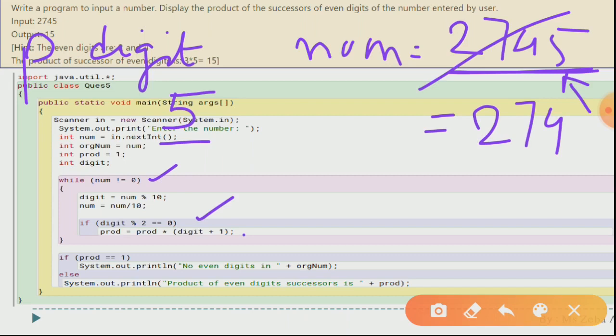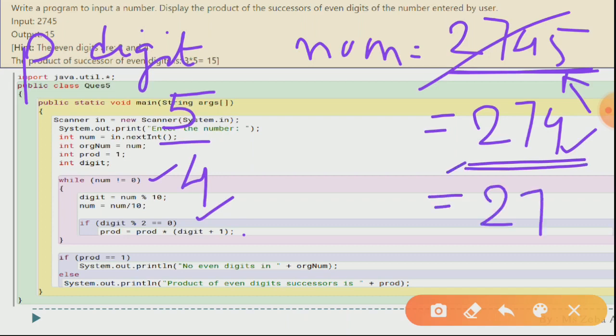Again for the next iteration, num not equal to 0, the condition is true. Again the digit is to be broken down. Num mod 10. If you modulus this whole number by 10, then you are going to get 4. And now again num equals to num divide by 10. If you divide this number by 10, then you will get 27 instead of 274. Now again digit mod 2 equal to 0. The condition is true.